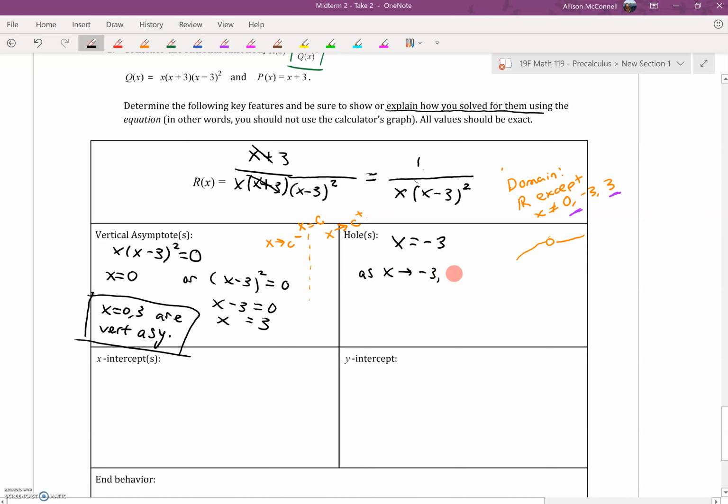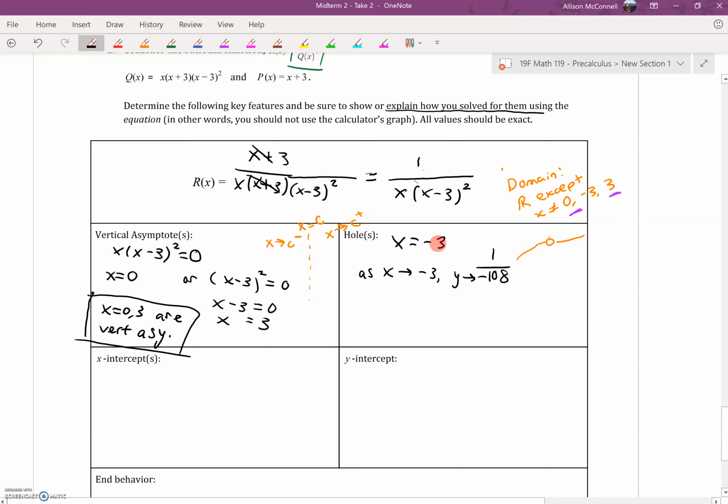left and right, we approach some y value. You could have put -3 right into this simplified form to figure out what y value it would have been approaching. So -3 minus 3 is -6 squared, 36 times -3, so -108. So this is the y value that it would have been approaching: 1 over -108. And so you'd have a hole at this value.